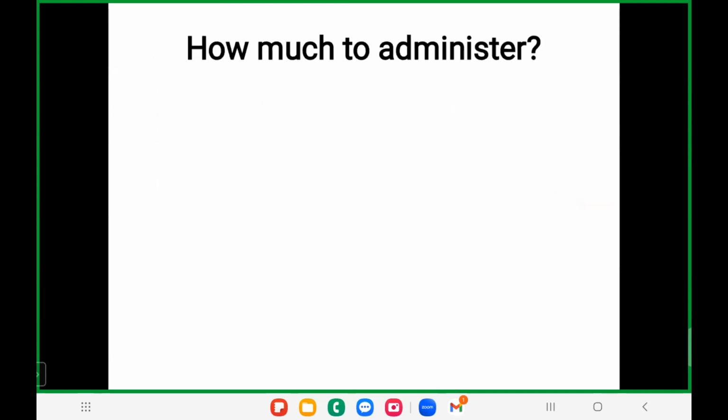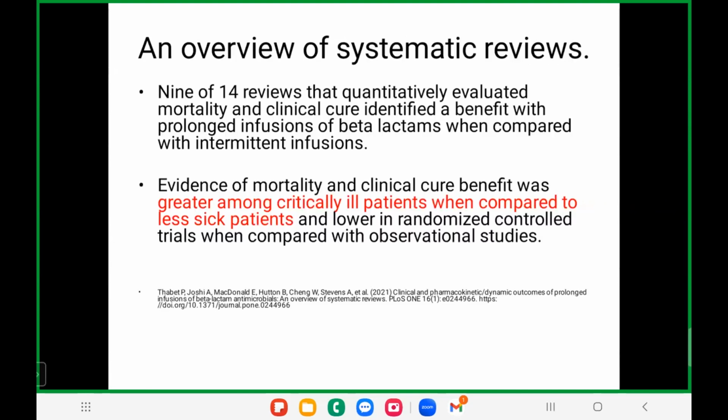Any doubts here? I think people got my point, why we are giving prolonged infusions of beta lactams.